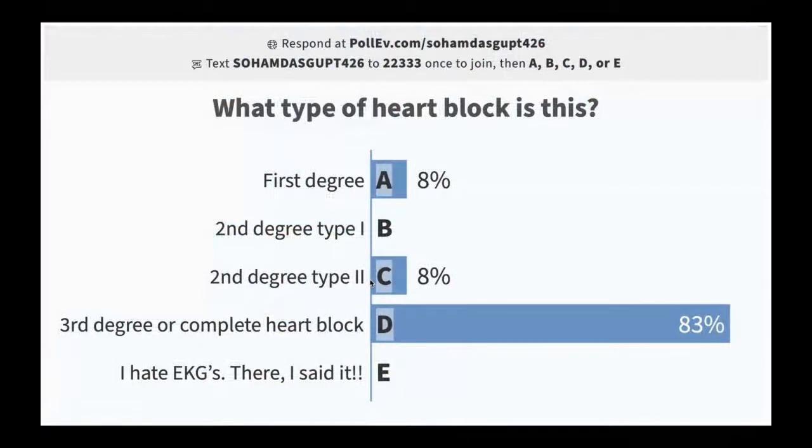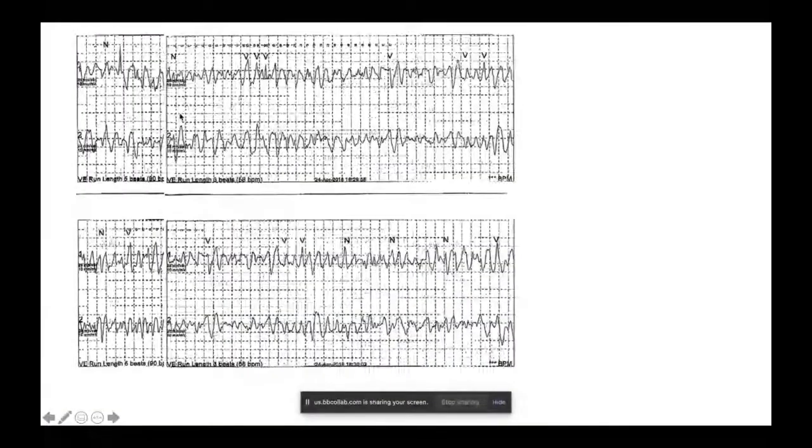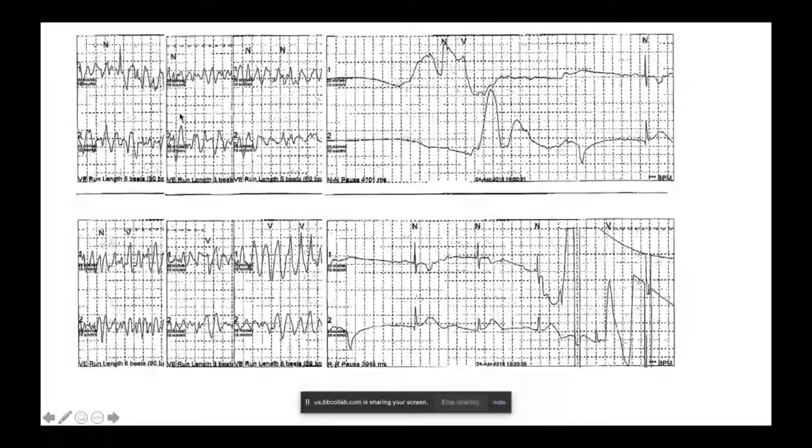And why do we care about complete heart block? This is the reason. There is good data that if babies have long pauses with complete heart block, if they have complex ectopy, they can actually have pause-mediated VT and VFib. So that's why we want to get to know about these babies with complete heart block at a pretty early stage.